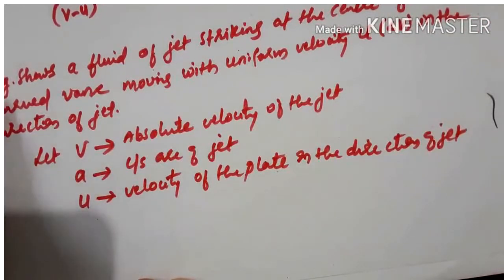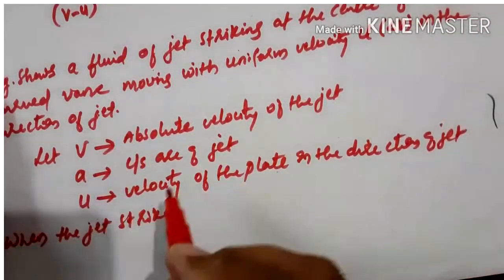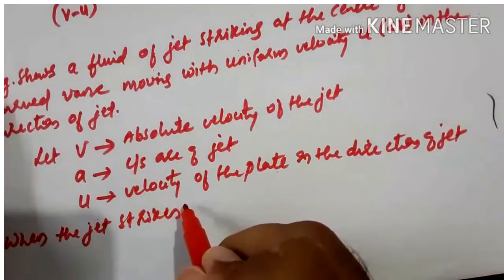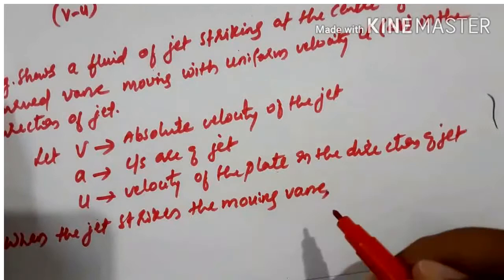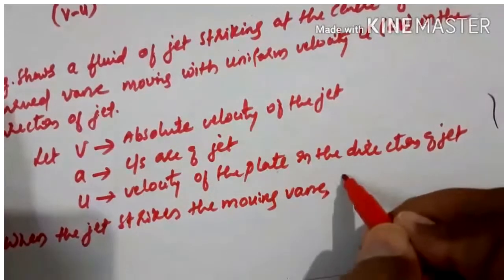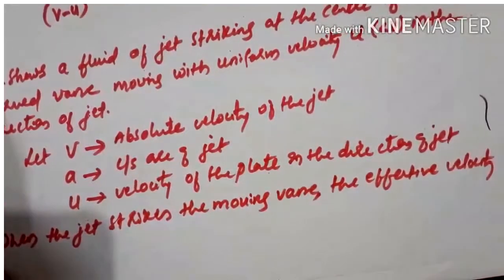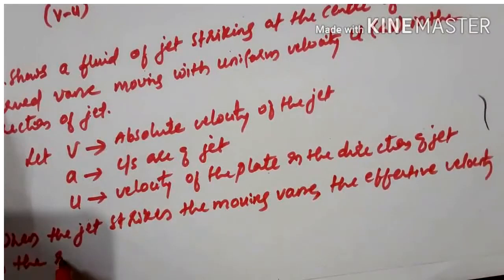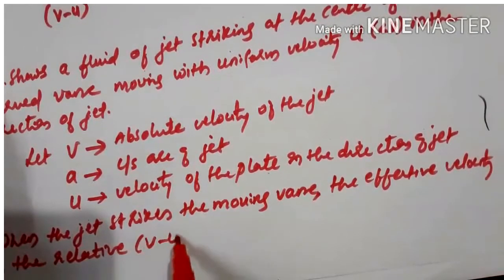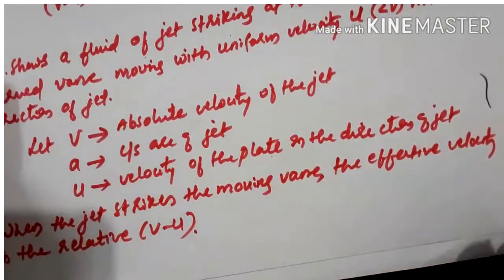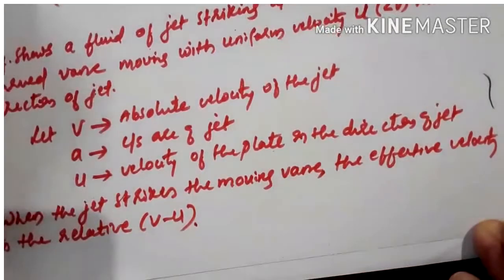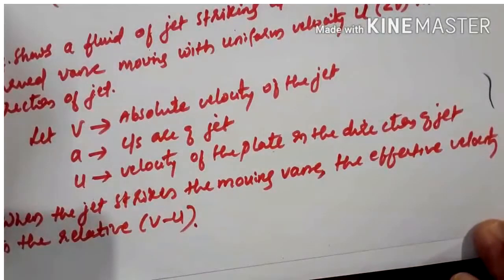So when the jet strikes the moving vane, the effective velocity is the relative velocity. Effective velocity will become the relative velocity, that is v minus u. Okay, so this is what we need to consider in case of moving vanes.